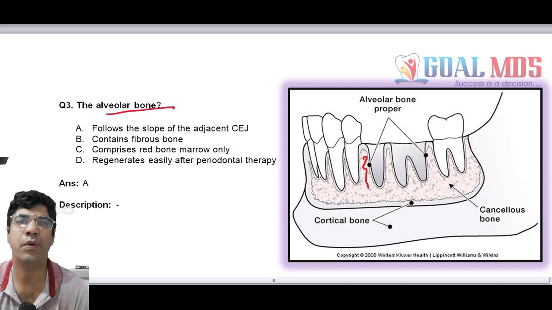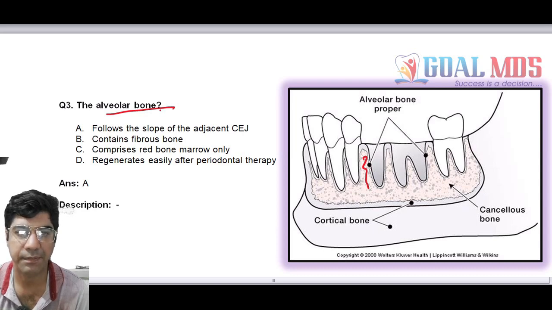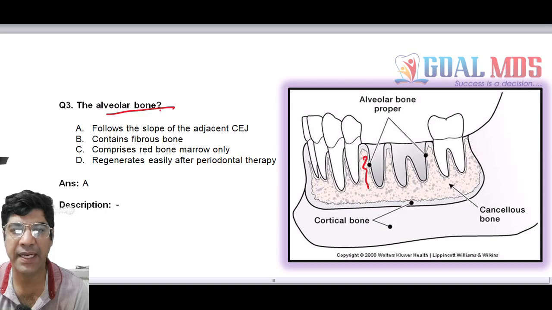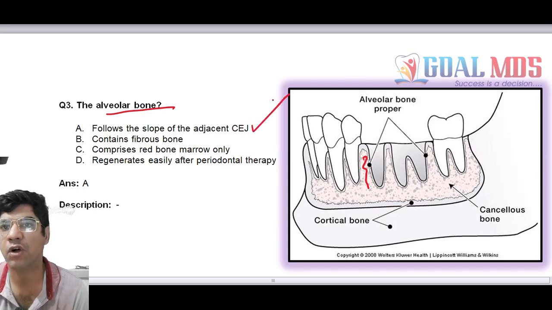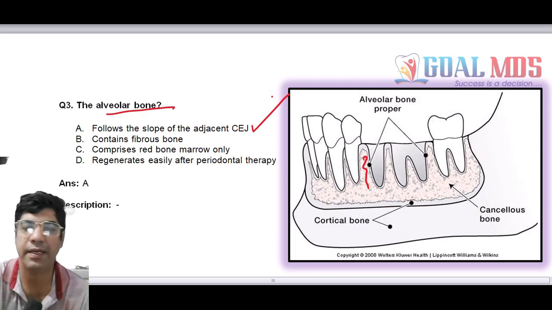The alveolar bone, remember, follows the slope of the adjacent cemento-enamel junction. The cemento-enamel junction is the point where tooth enamel meets the cementum. So the alveolar bone indeed follows the contour and slopes of the adjacent cemento-enamel junction. The close adaptation of alveolar bone to teeth is important for tooth stability and function. So option A is right.